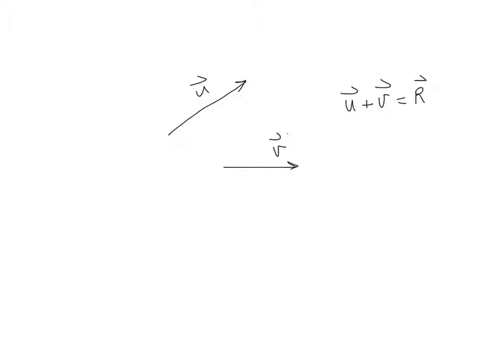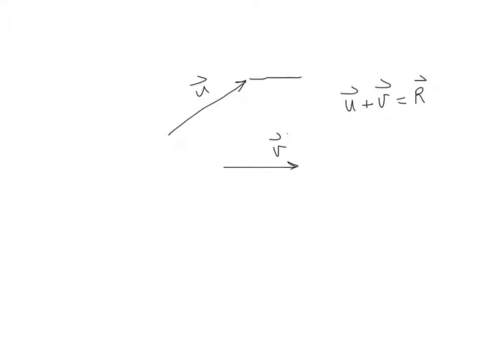Now, to find the sum of two vectors, we can use three methods. Two of them are graphical methods, and the third one is an algebraic method. The two graphical methods are very simple. The first one is the one we call the head-to-tail method. The way we do it is very simple. Let's say we want to add u and v, which are given here. What we are going to do is draw v at the end of vector u.